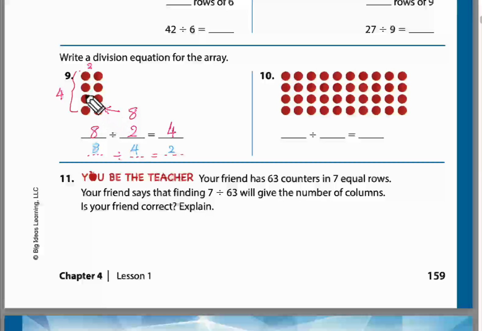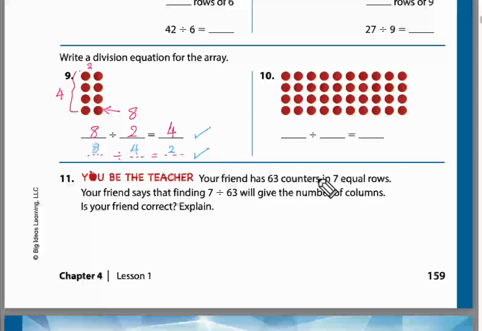Then we can divide by the number of rows or by the number of columns. If we divide by the number of columns, we get 8 divided by 2, so the divisor is 2. In this case, the quotient should be the number of rows, 4. Or you can do this using the divisor as the number of rows. So you divide 8 into 4 equal rows, and you get 2 counters in each row. So this one is correct, and this one also is correct.